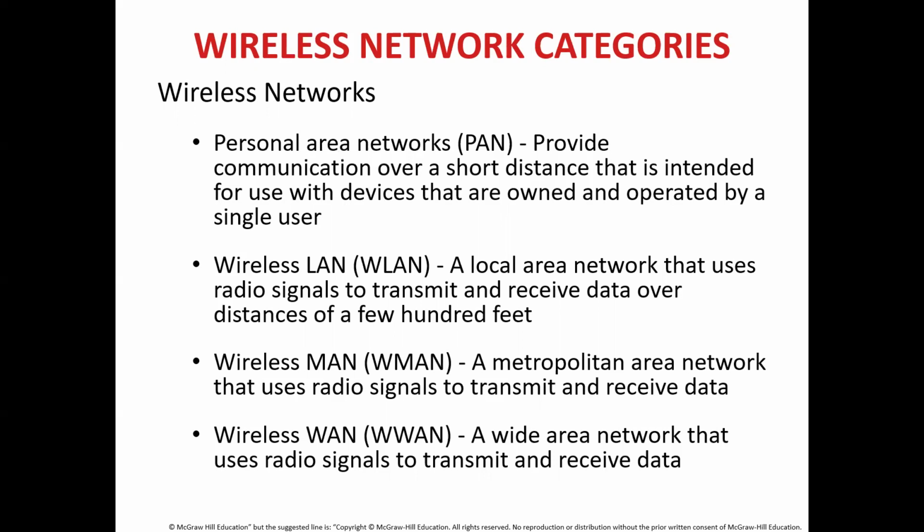PAN, or Personal Area Networks, provide communication over a short distance that is intended for use with devices that are owned and operated by a single user. Wireless LAN is a local area network that uses radio signals to transmit and receive data over distances of a few hundred feet. Wireless MAN is a metropolitan area network that uses radio signals to transmit and receive data. Wireless WAN is a wide area network that uses radio signals to transmit and receive data.